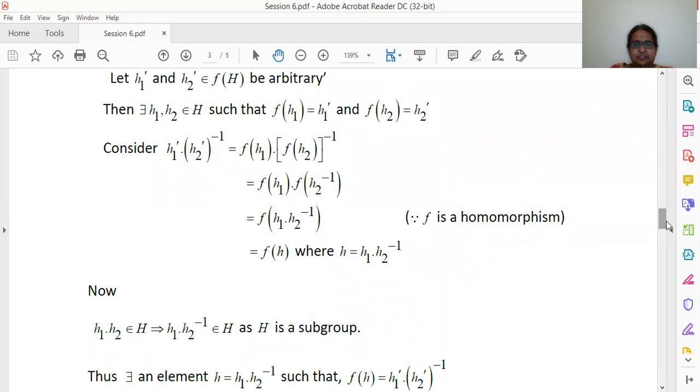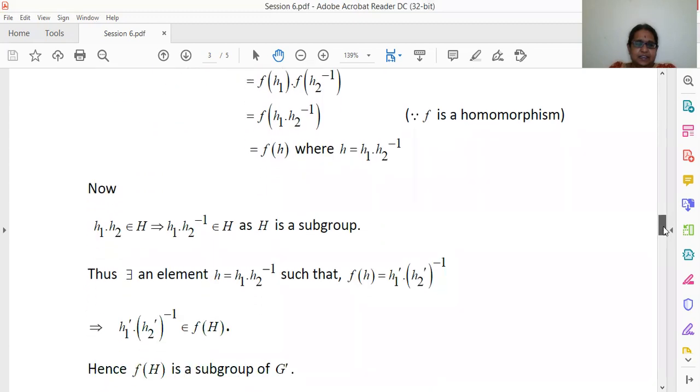Here h1, h2 are elements of H. Since H is a subgroup, it has its inverse. Inverse of h2 is h2 inverse, so h2 inverse also belongs to H. And since it is a subgroup, h1 dot h2 inverse also belongs to H. This is the closure property. Therefore, h1, h2 belonging to H implies h1 dot h2 inverse also belongs to H, as H is a subgroup.